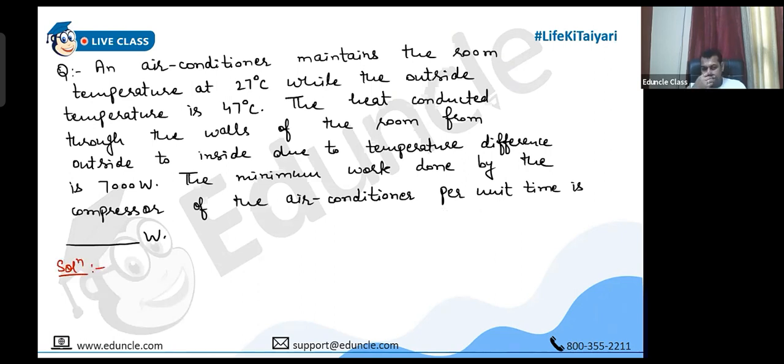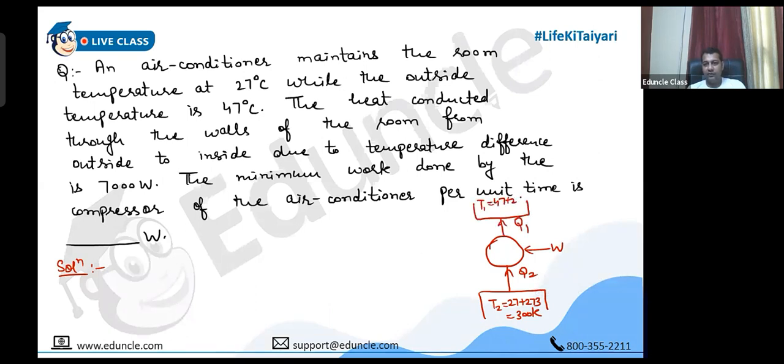Work done per unit time. Air conditioner. Again, it is like a heat pump or refrigerator. It takes heat from the cold reservoir and gives it to the hot reservoir. 27 plus 273, 300 Kelvin. Heat taken out, work done, and then heat given to the surroundings.